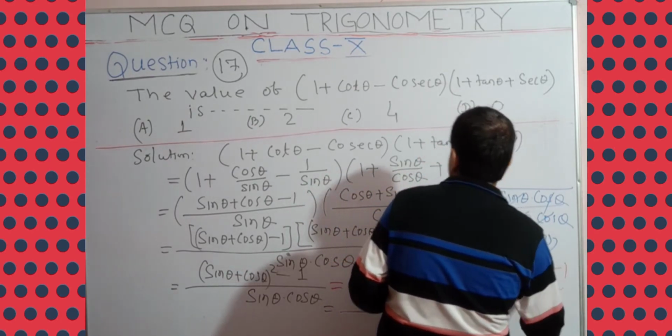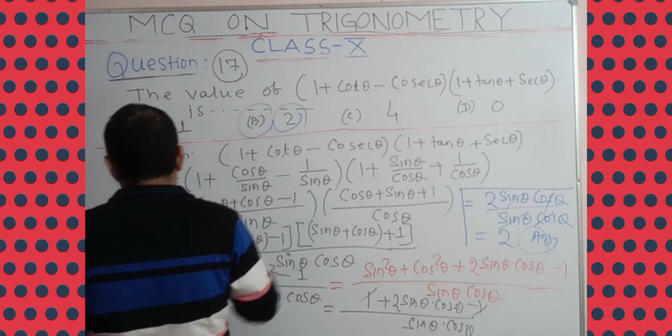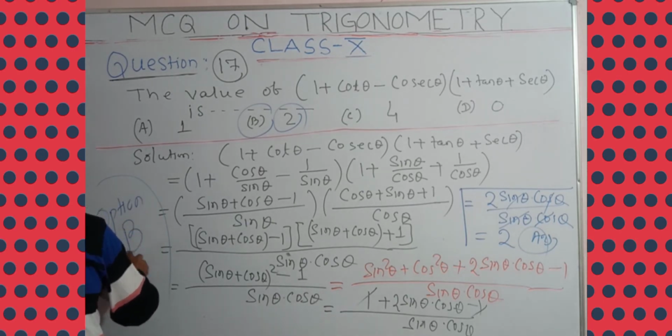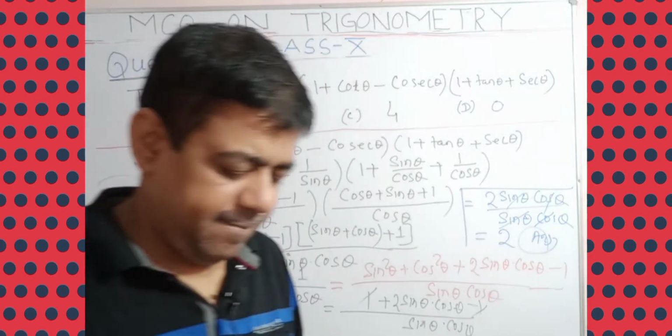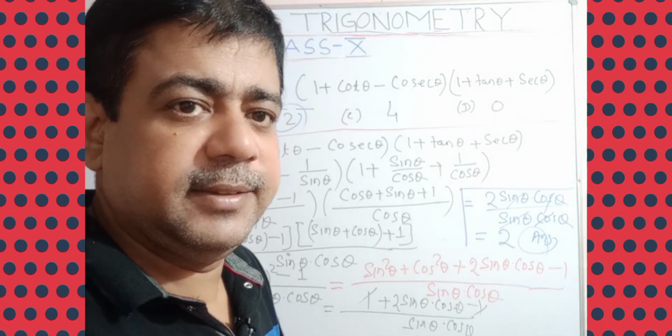And which is the correct option? Here B is the correct option. Okay? So option B is the correct option. Understand? Is it clear? Okay.